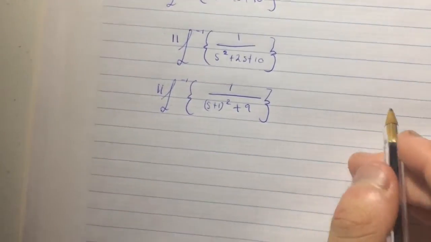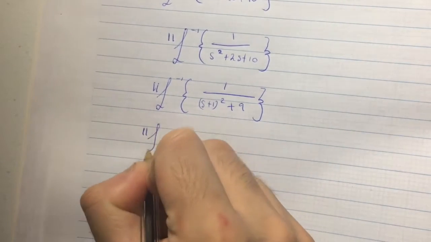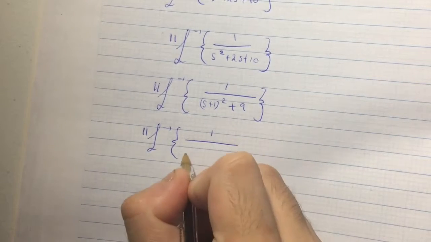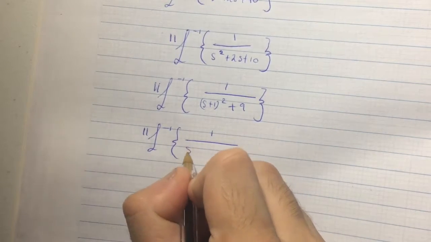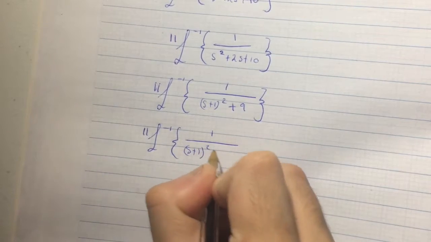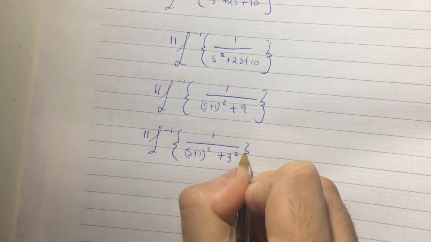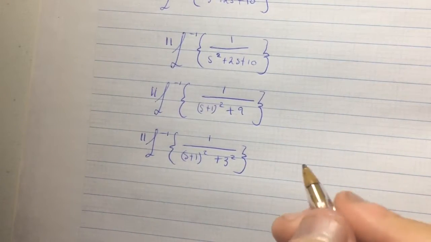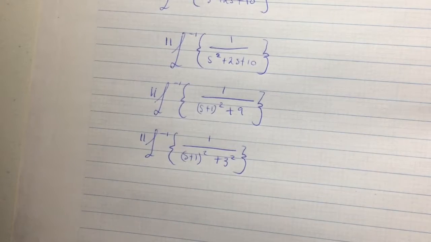So this is actually 11 multiplied by the inverse Laplace transform of 1 over s plus 1 squared, and then I can say that this is the same as plus 3 squared. Is this starting to look familiar? You know what I mean? So now what I can do is a neat little trick.